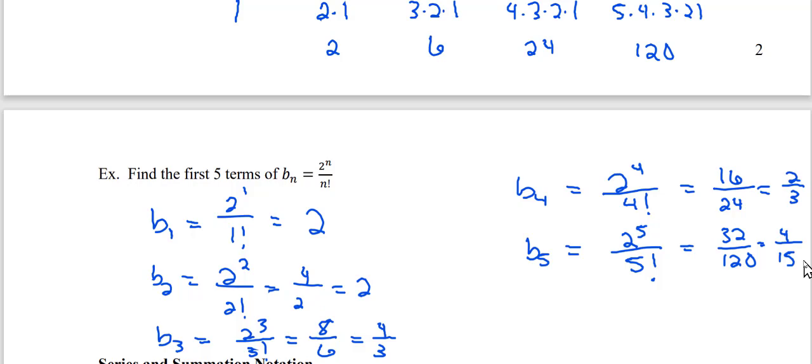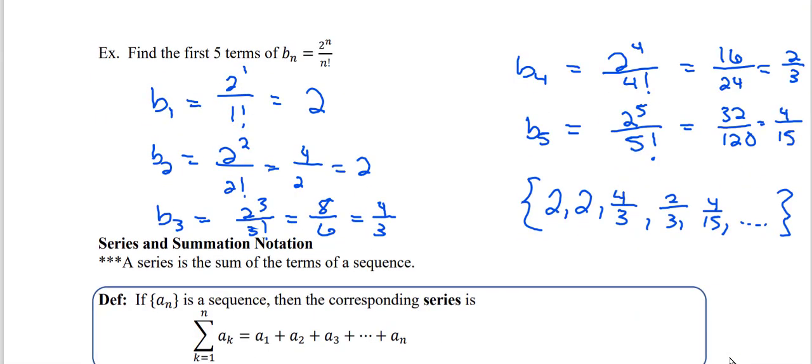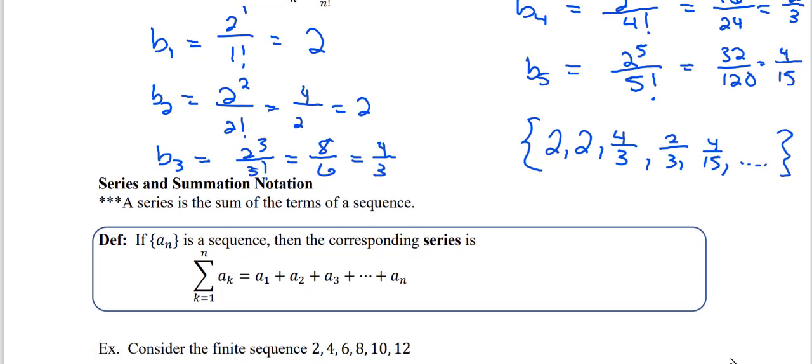Okay. So those are my terms. I guess I could write them here as a list: 2, 2, 4/3, 2/3, 4/15. And it will keep going. So that's dealing with a factorial in your series notation there, your general term.